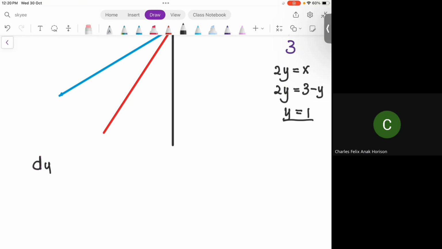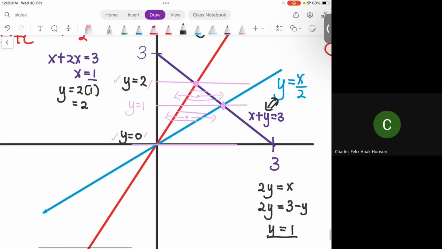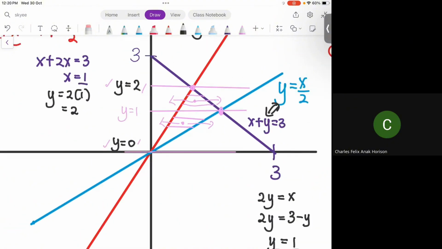Okay, let's write down the dy. For the section at the top, dy will be from 0 to 1. So for the section at the bottom, you will have a dy from 1 to 2. Okay, 1 to 2, are clear. Now we go to the section at the bottom.